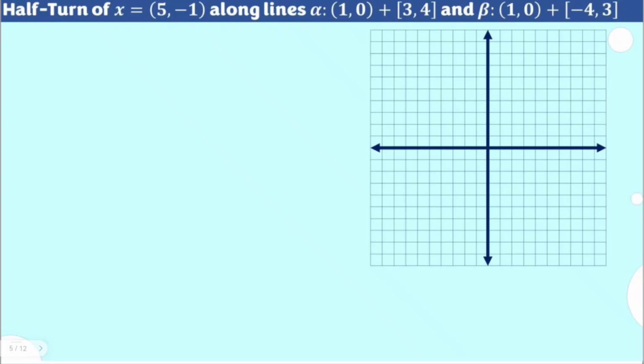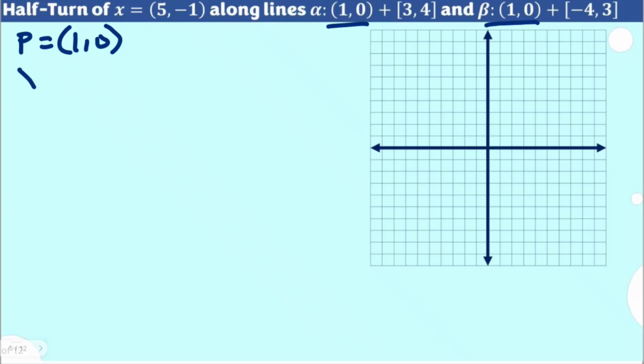What if the lines are provided in this manner? Let's try to find the half turn of the given point x together with the point P, which is the intersection of both lines. By the way, just by the examination of two lines, we know that these two lines pass through 1 and 0. Automatically, that's our point P, which is at 1 and 0.